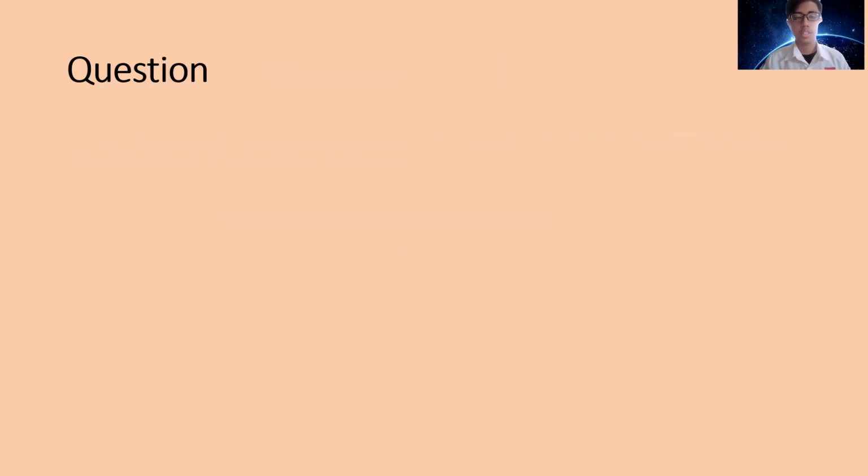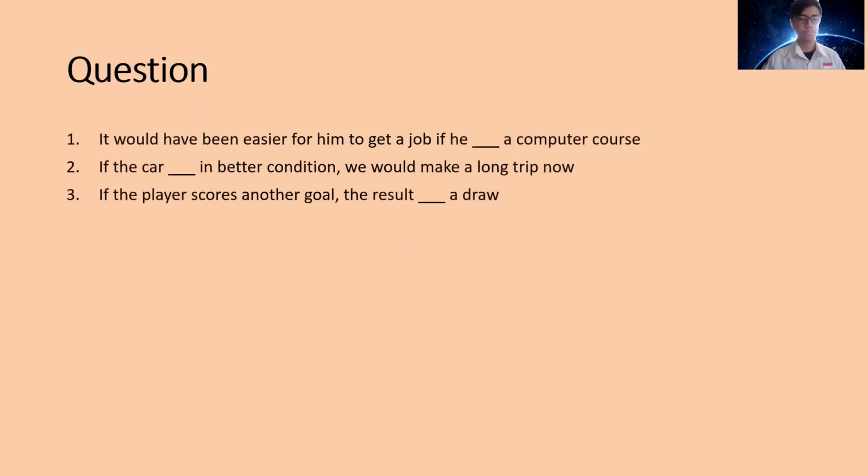So this presentation has a Q&A section. So the first is the question. First, it would have been easier for him to get a job if he blank a computer course. And the second is if the car blank in better condition, we would make a long trip now. And the third is if the player scores another goal, the result blank a draw.